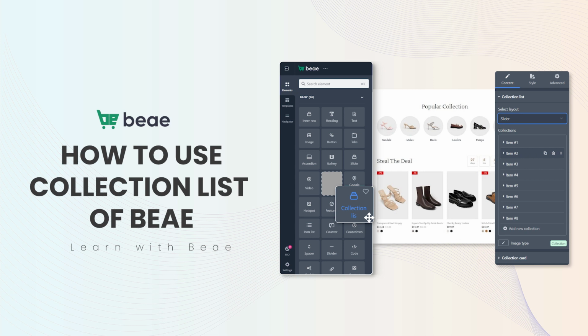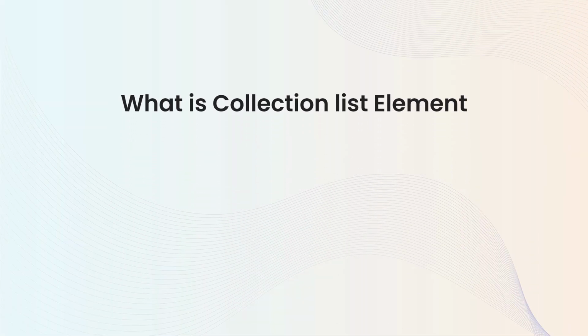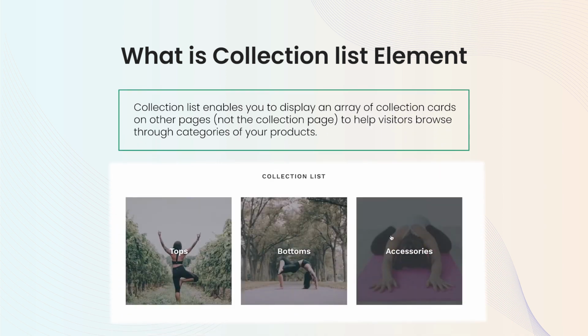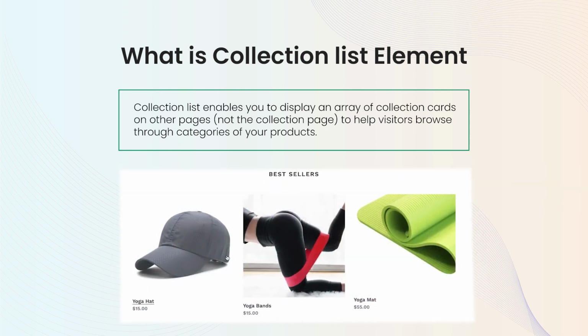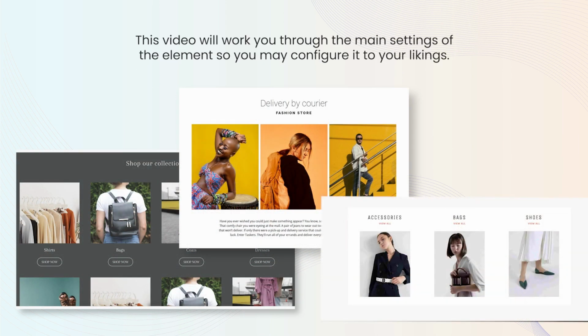In this video, you will quickly learn how to use the collection list element of Beae Shopify Page Builder. What is the collection list element? Collection list enables you to display an array of collection cards on pages other than the collection page, to let visitors browse to the category of your product. This video will help you go through the main settings of the element.